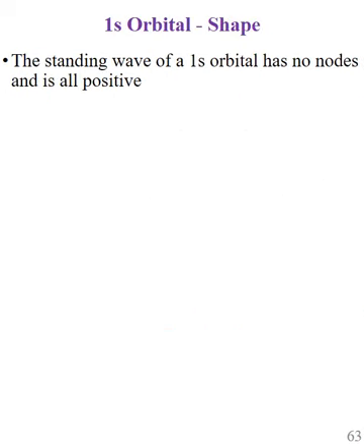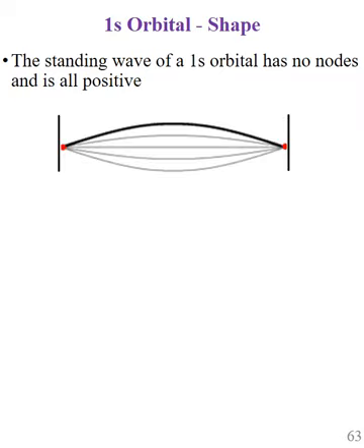Now our goal is to really understand where the shapes of orbitals are coming from. We want to understand why the 1s orbital looks like a sphere. We said that they're based off of the standing wave, so now let's relate a standing wave to the shape. The standing wave of a 1s orbital has no nodes and is all positive. Here would be an example of this.